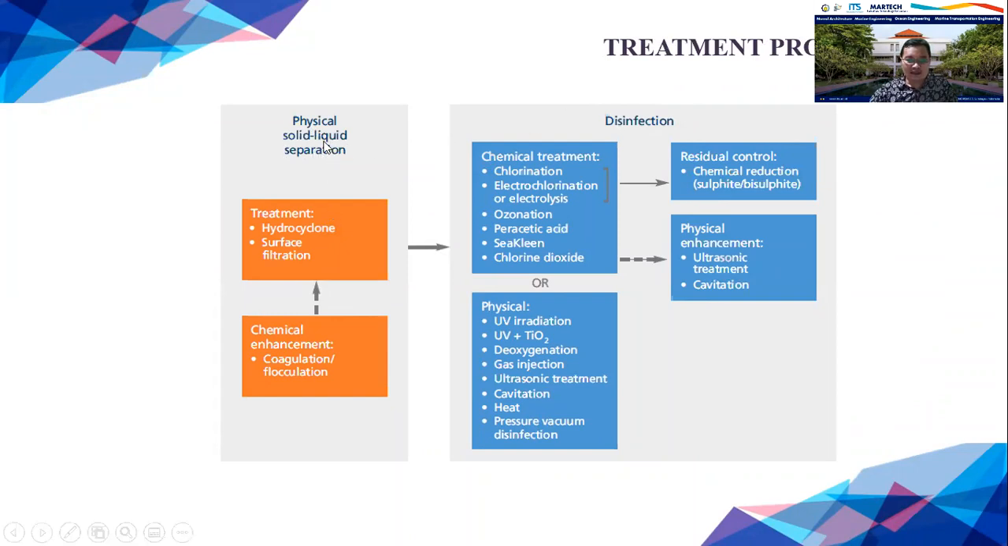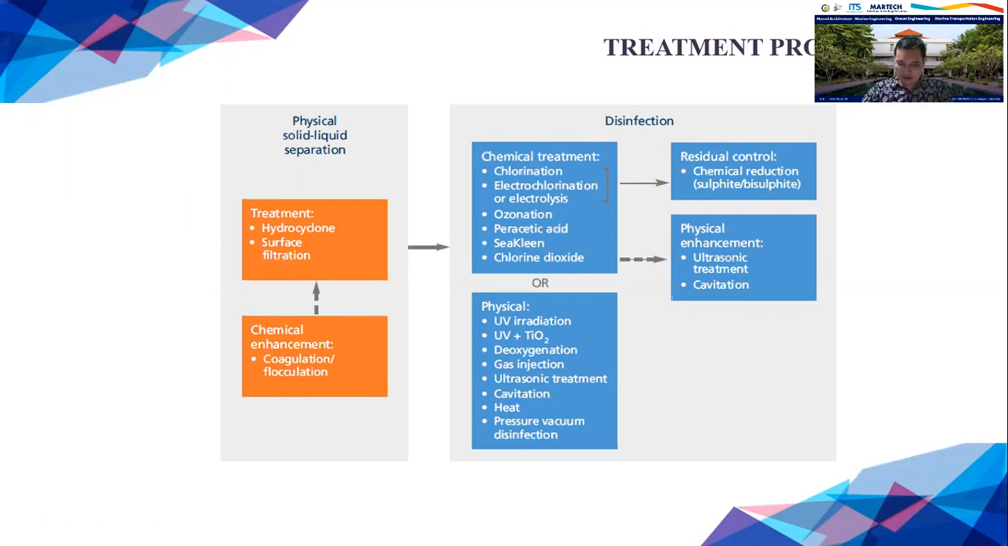So this is an example of a treatment process if D2 is conducted. This one is physical solid-liquid separation. There is a chemical enhancement, so there is coagulation or flocculation. Then there is some treatment possible utilizing hydrocyclone or surface filtration, so the water is filtered. Then this one is disinfection. So there are two steps. First is physical solid-liquid separation, so the sediment is already separated. And the second step is disinfection.